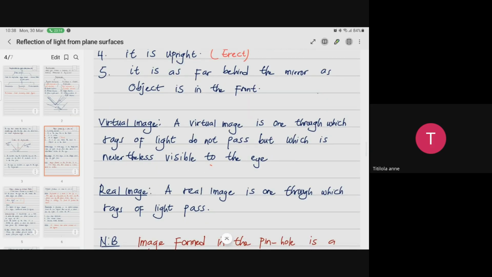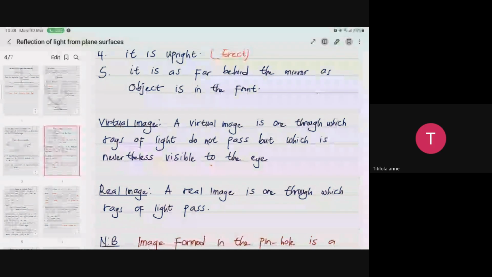It's simply one through which rays of light do not pass, but nevertheless, it is visible to your eyes, right? But a real image is one through which rays of light can pass. So images formed by a plain mirror are virtual images. Check your past questions. You're going to see some of these things there.